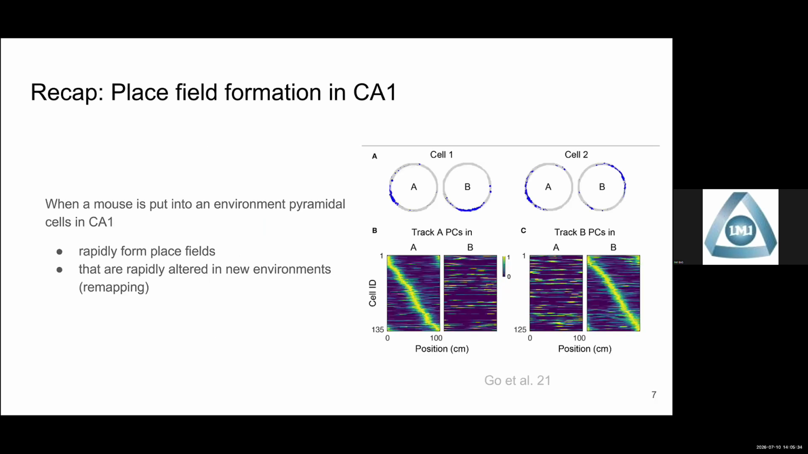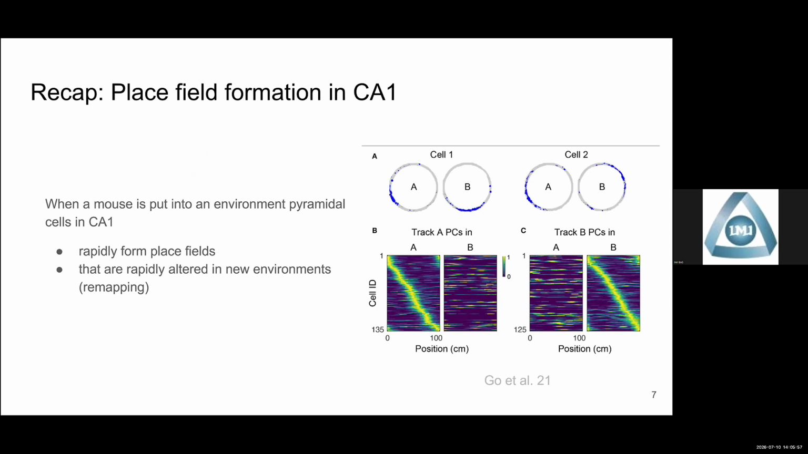So to come back to the place field formation, when a mouse or a rat or a human, for that matter, enters a new environment, the pyramidal cells in CA1 rapidly form place fields. And we have two environments here, environment A and environment B. They are both linear, like a circular track, but they are different. They might have different wallpaper. So the mouse thinks these are actually different things.